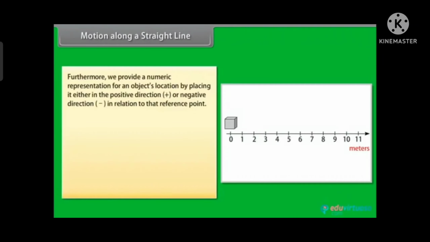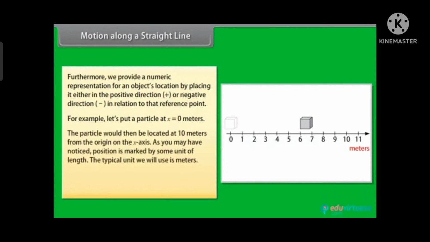Furthermore, we provide a numeric representation for an object's location by placing it either in the positive direction or negative direction in relation to that reference point. For example, let's put a particle at x is equal to 0 meters. The particle would then be located at 10 meters from the origin on the x-axis. As you may have noticed, position is marked by some unit of length. The typical unit we will use is meters.